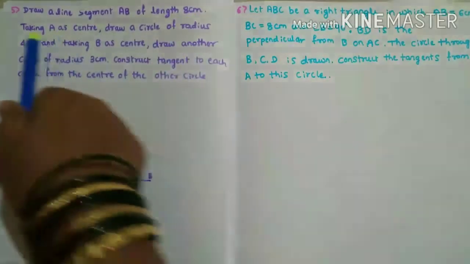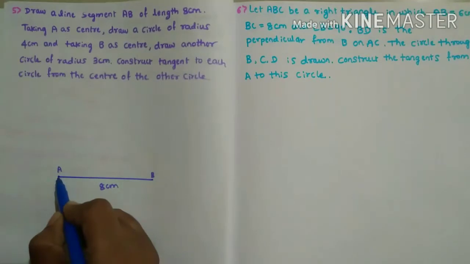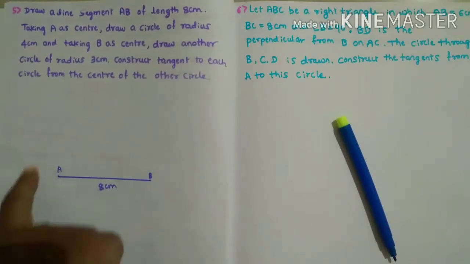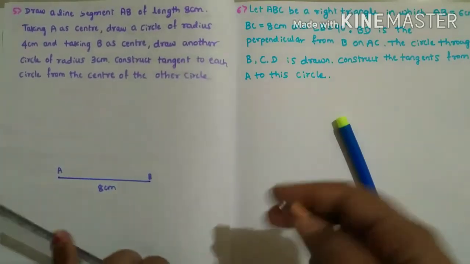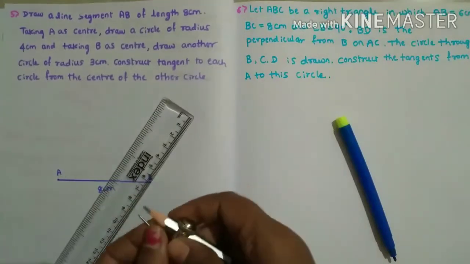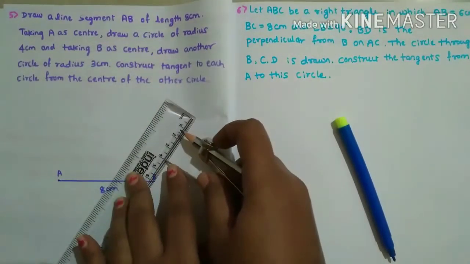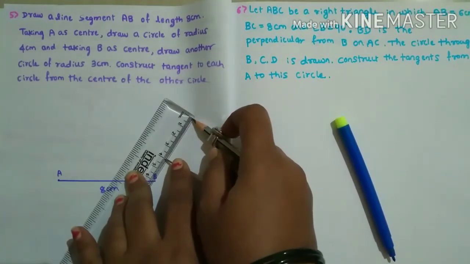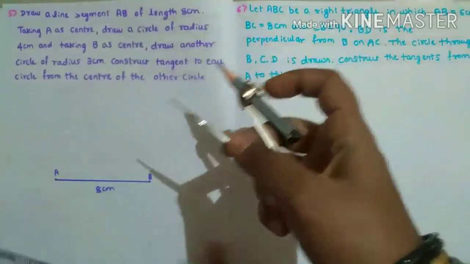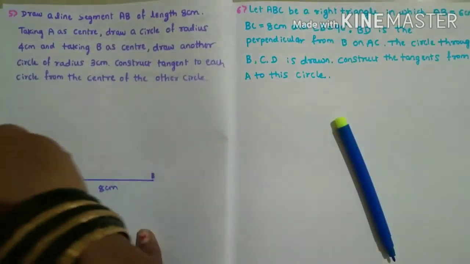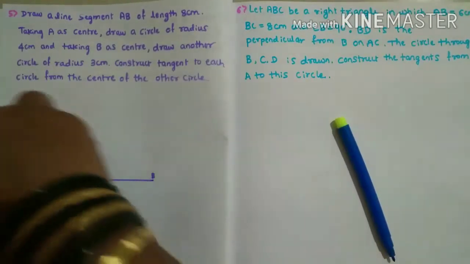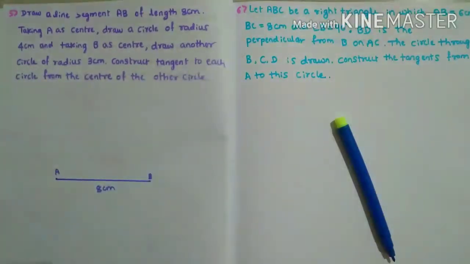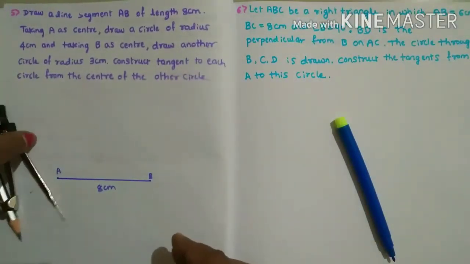Then what they told, taking A as a center, draw a circle of radius 4 cm. You have to take A as a center and draw a circle of radius 4 cm. Now I'll take the compass and I'll measure 4 cm and I'll draw the circle with the center A. Like this, you have to draw a circle of radius 4 cm.